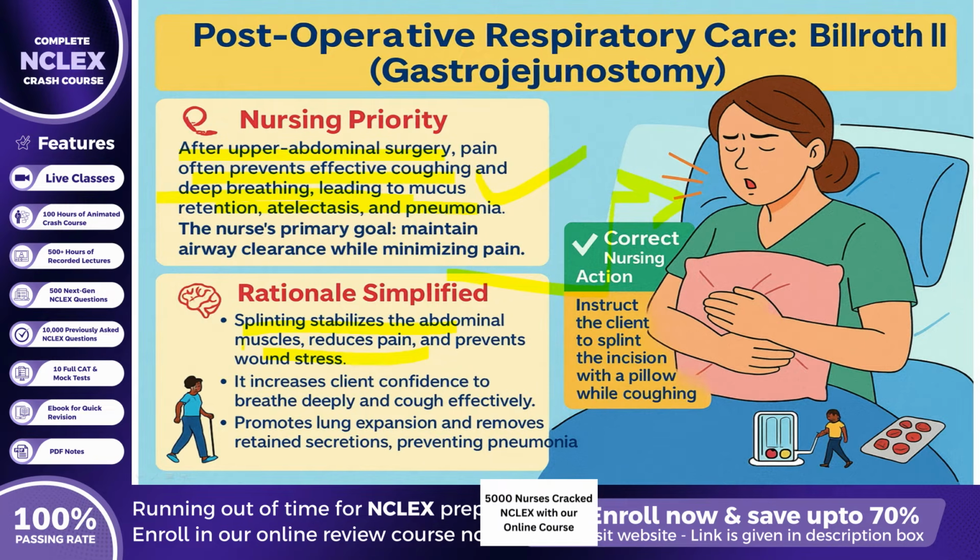As a result, lung expansion improves, retained secretions are expelled, and the risk of postoperative pneumonia and atelectasis is greatly reduced. Additionally, nurses should encourage the use of an incentive spirometer, early ambulation as tolerated, and administration of analgesics about 30 minutes before respiratory exercises to achieve optimal outcomes.